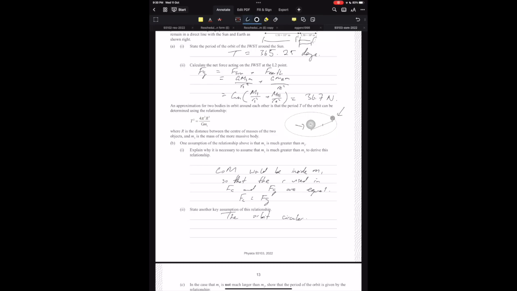Usually in actual planetary orbits around like the sun or something, it's an ellipse where the sun is at one of the foci of the ellipse, but that is not content that you would be expected to know for scholarship. But you should know that the orbit is circular.